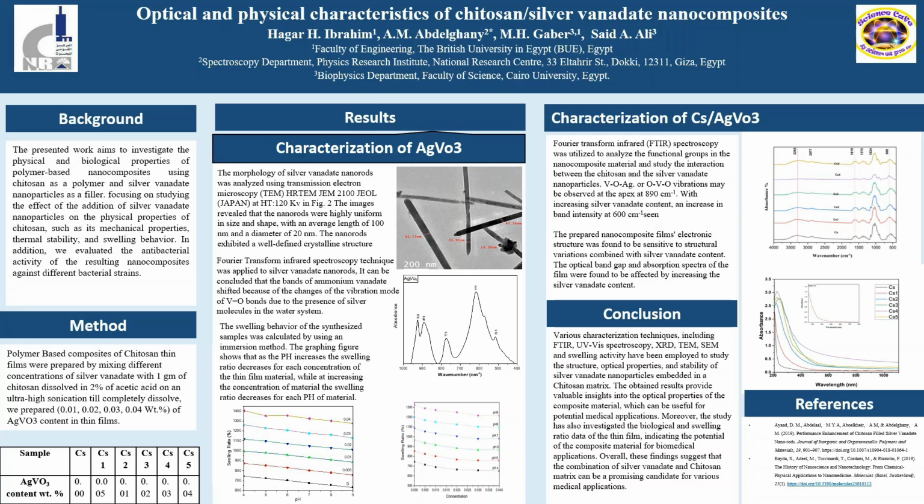Fourier transform infrared spectroscopy was utilized to analyze the functional groups in the nanocomposite material and study the interaction between the chitosan and the silver vanadate nanoparticles. In the spectral range of 400 to 4000 cm⁻¹, thin films of pure chitosan and other samples of chitosan mixed with various mass fractions of silver vanadate were assessed. With increasing silver vanadate content, an increase in band intensity at 600 cm⁻¹ was seen.